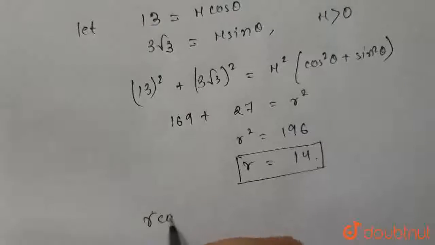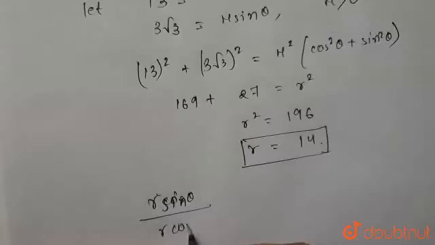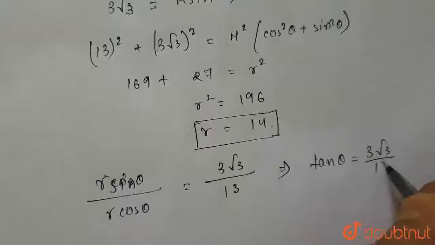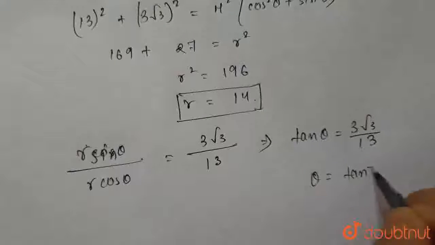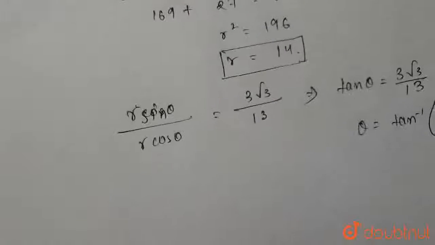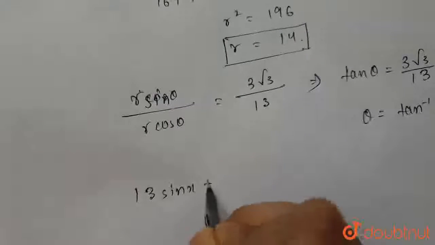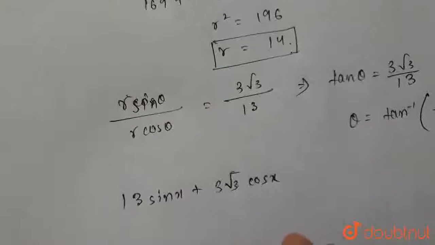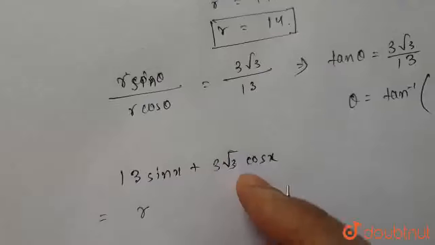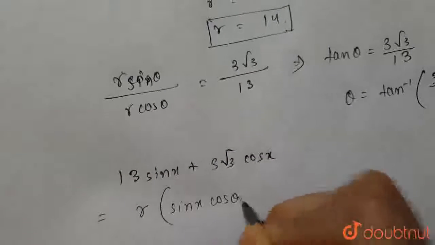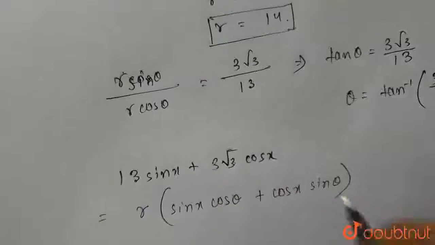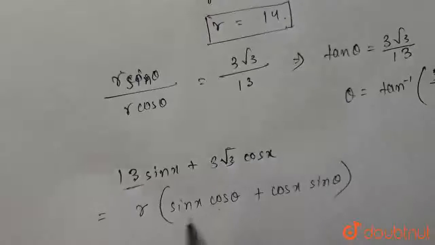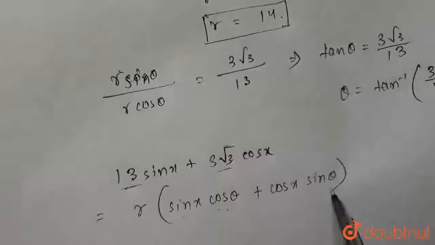Now r sin θ divided by r cos θ equals 3√3 by 13. So tan θ will be equal to 3√3 by 13 and θ will be equal to tan inverse of 3√3 by 13. Now we can write 13 sin x plus 3√3 cos x as r into (sin x cos θ plus cos x sin θ). We have just put the value of 13, which was r cos θ, so this is r sin x cos θ, and we have put the value of 3√3, which was r sin θ, so this is cos x sin θ.